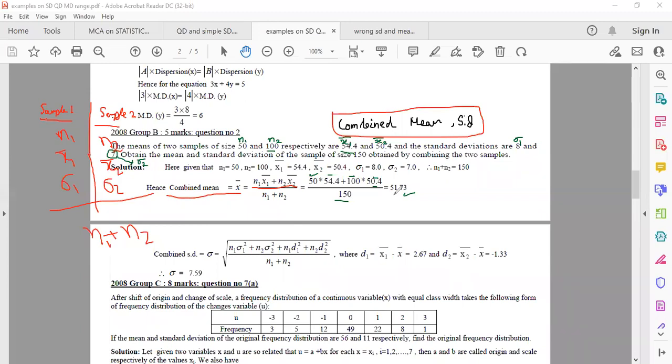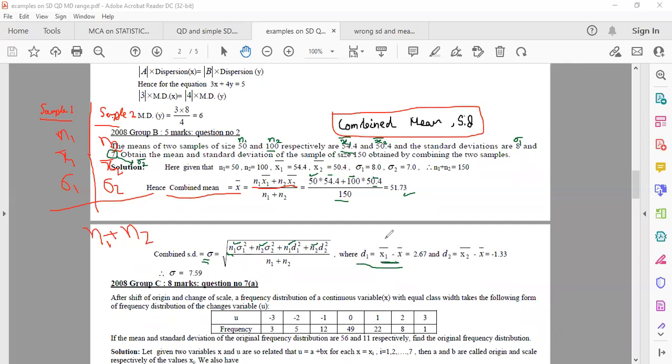So it is easy. We already learned about that. Combined mean is n1 x1 bar plus n2 x2 bar by n1 plus n2. But now the case of standard deviation, combined SD. The formula is the square root of n1 sigma 1 square plus n2 sigma 2 square, plus two additional terms: n1 d1 square plus n2 d2 square. What is d1? d1 means the difference between the sample 1 arithmetic mean and the combined arithmetic mean.